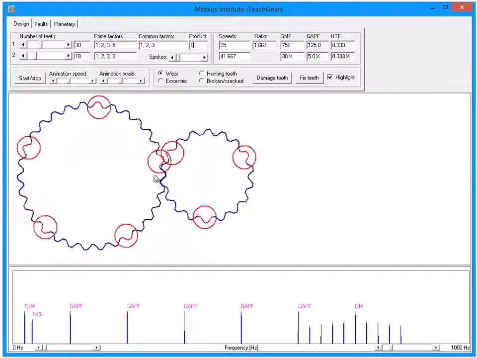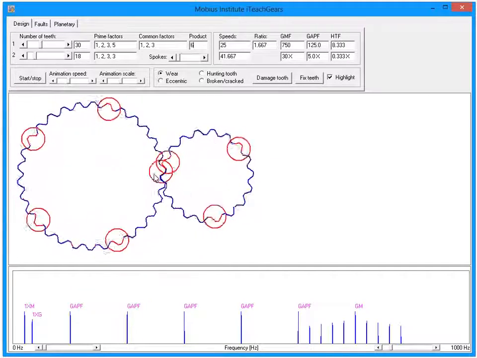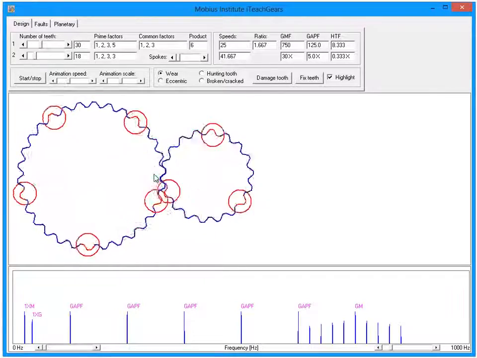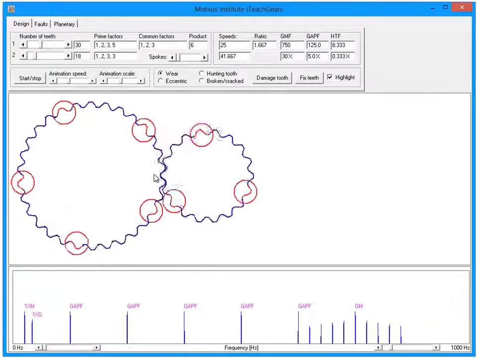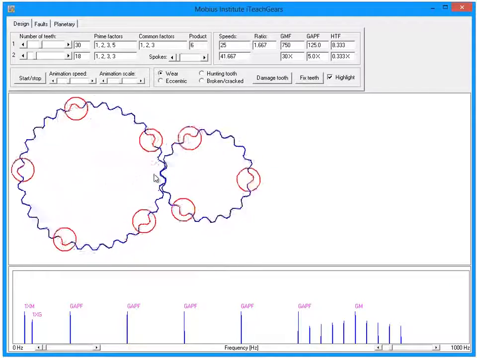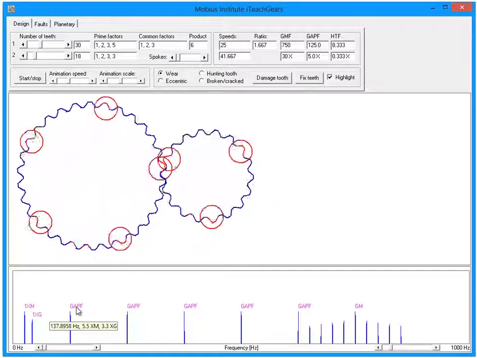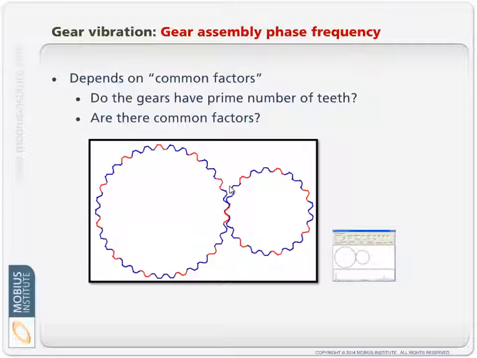Anyway, this just explains why sometimes you might look at gearbox vibration and see peaks that you can't quite explain. They could be related to natural frequencies. They could be related to this gear assembly phase frequency. Okay, so moving right along.